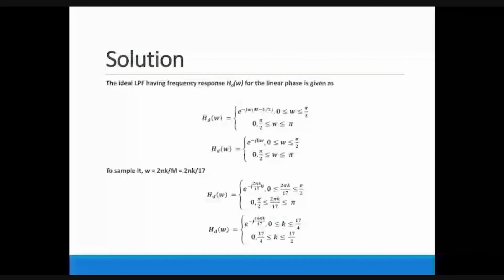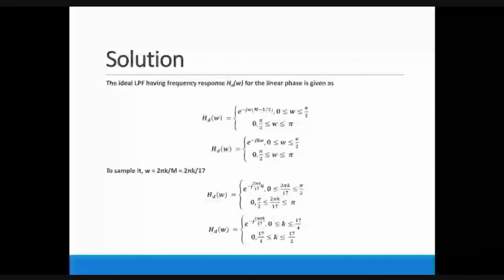From where are we getting this value 17 by 4 and 17 by 2? Because your range is 0 less than or equal to 2 pi k by 17 less than or equal to pi by 2. If you solve this to get the value of k, suppose you write 2 pi k by 17 is equal to pi by 2, and then you simplify, you are getting the value of k that is 17 by 4. So that's why we modify this equation to define it in terms of k: 0 less than or equal to k less than or equal to 17 by 4.